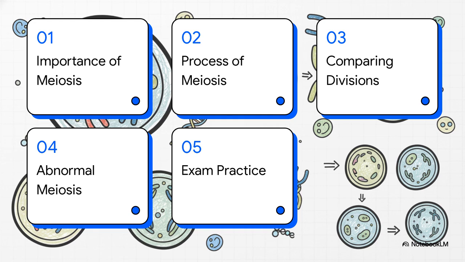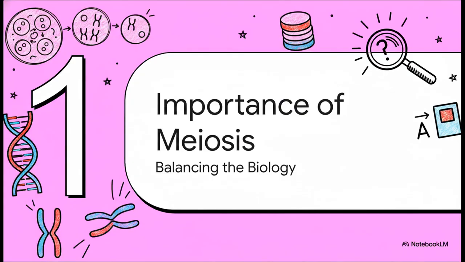We're going to cover the importance of meiosis, walk through the actual process, compare the cell divisions, look at abnormal meiosis, and then wrap it all up with some real exam practice questions. Let's get right into it with part 1, the importance of meiosis, or as I like to call it, balancing the biology. Examiners absolutely love to ask why this process matters biologically.